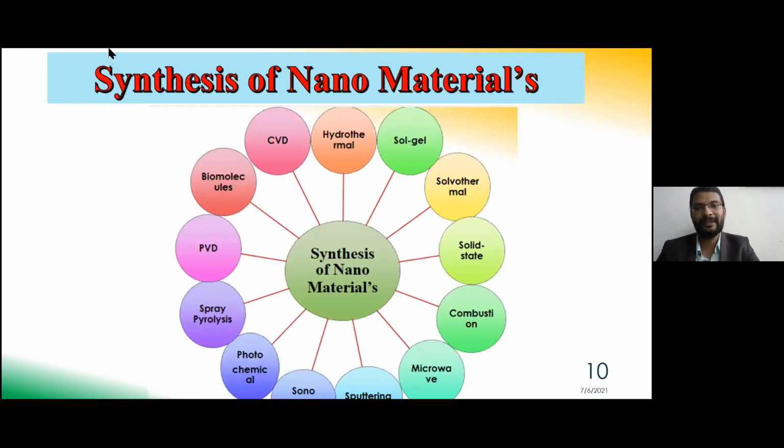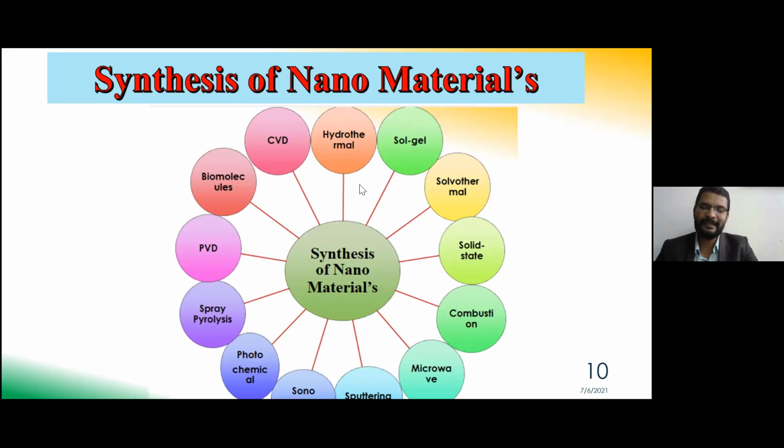Either we can go with the hydrothermal, sol-gel, solvothermal, solid state or combustion methods. We have microwave techniques, sputtering, sonochemical, photochemical, spray pyrolysis, PVD, biomolecules, CVD. By using different methods, we can synthesize the photocatalyst. We have different photocatalysts like TiO2, zinc oxide, tin oxide, iron oxide, cadmium oxide, zinc sulfide.